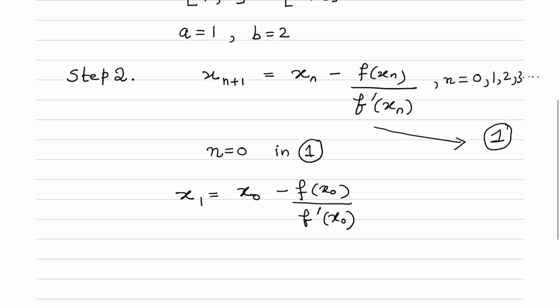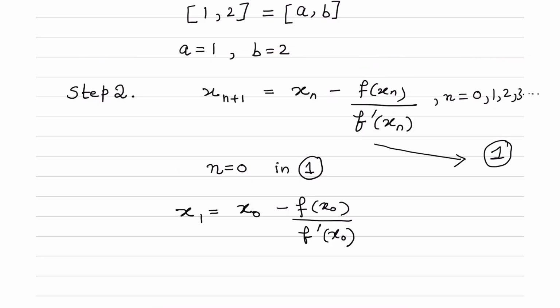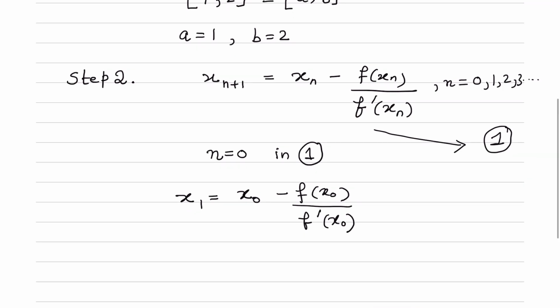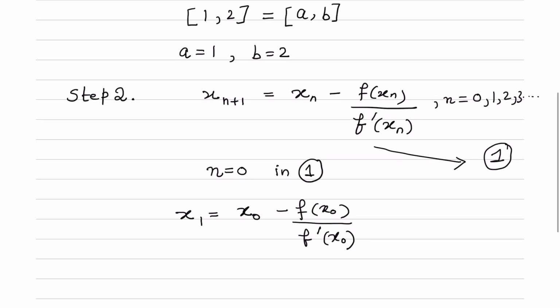It means that to start the Newton-Raphson method, we need the initial x value, which is x naught. So first we have to find x naught. In the previous video, I derived this formula for the Newton-Raphson method. There I talked about how to find this initial point x naught in the formula. This x naught is either a or b. So x naught is either 1 or it is 2.